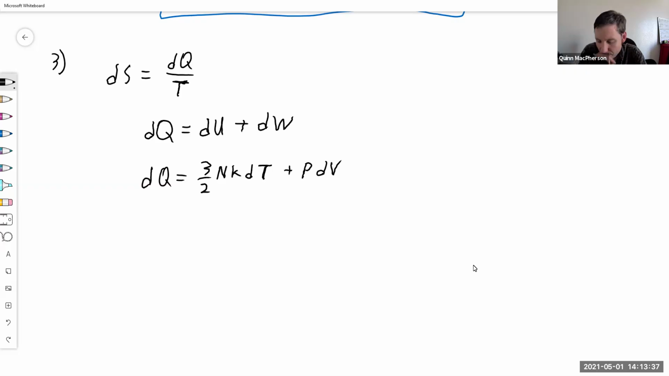dW is NK dt. We're not given N and K. Well, actually, no, this is fine. This is dq. We want to find S, not Q. So ds is equal to, we'll just divide this whole thing by t. 3/2 nk over t dt is equal to p over t dv. So basically, to get ds, we need dq over t.